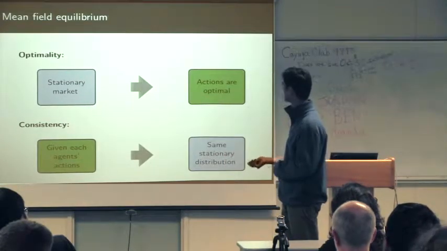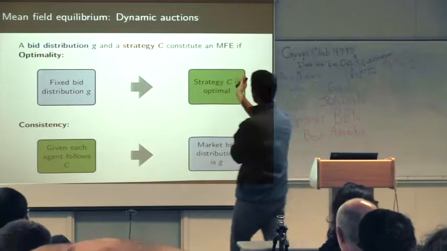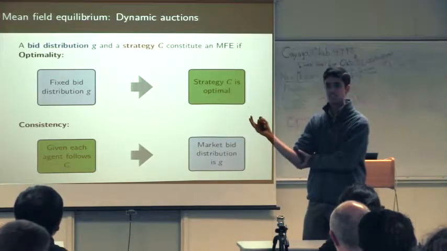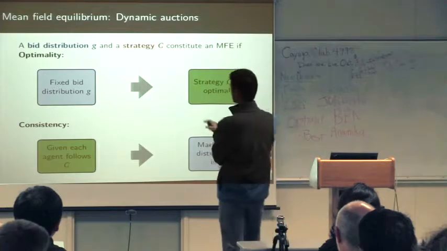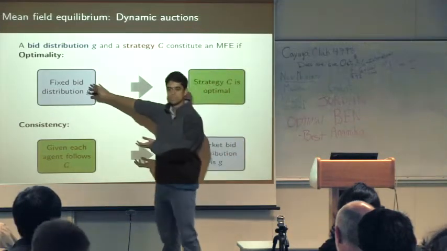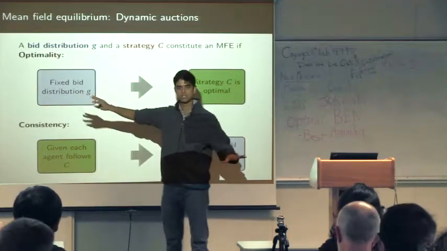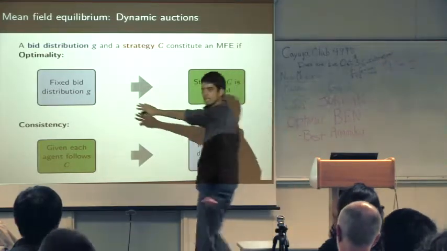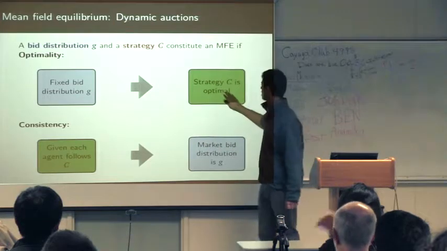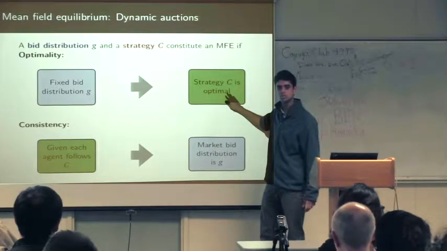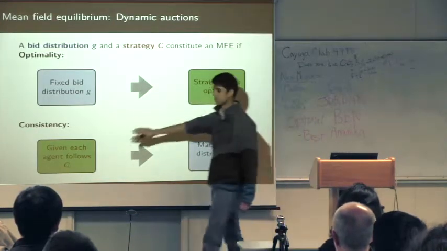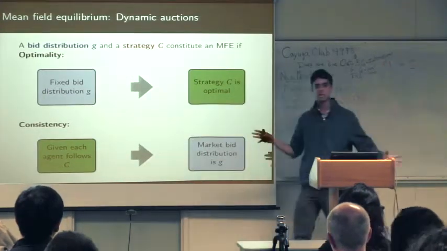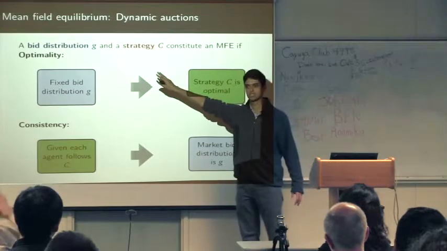So in the context of a dynamic auction, what this means is that a mean field equilibrium is a bid distribution G and a strategy, such that each agent assumes that the bid distribution is fixed. So in each auction that we participate in, the bid distribution is G, and the agent goes ahead and computes an optimal strategy. And then if each agent follows this optimal strategy, the bid distribution that arises in a large market should be G. Yes?